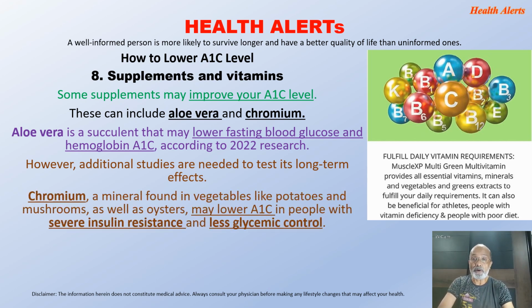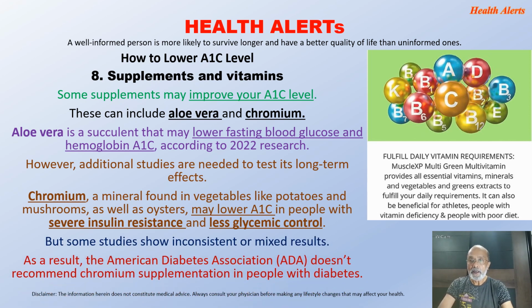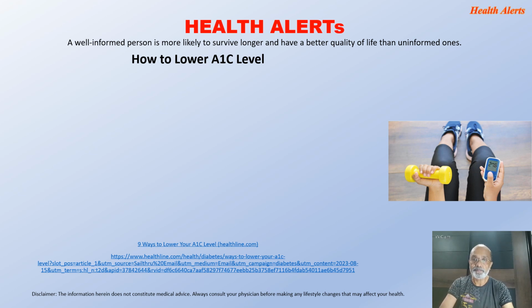Chromium, a mineral found in vegetables like potatoes and mushrooms as well as oysters, may lower A1C in people with severe insulin resistance and less glycemic control. But some studies show inconsistent or mixed results. As a result, the American Diabetes Association doesn't recommend chromium supplementation in people with diabetes.